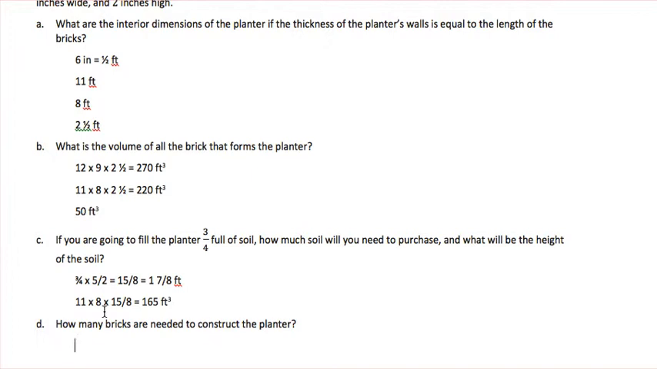Because there's going to be an overlap, we would have 8.5 feet on one side and 11.5 feet on the other side. So 2 times 11.5 plus 2 times 8.5 on the other side, which is 40 feet.